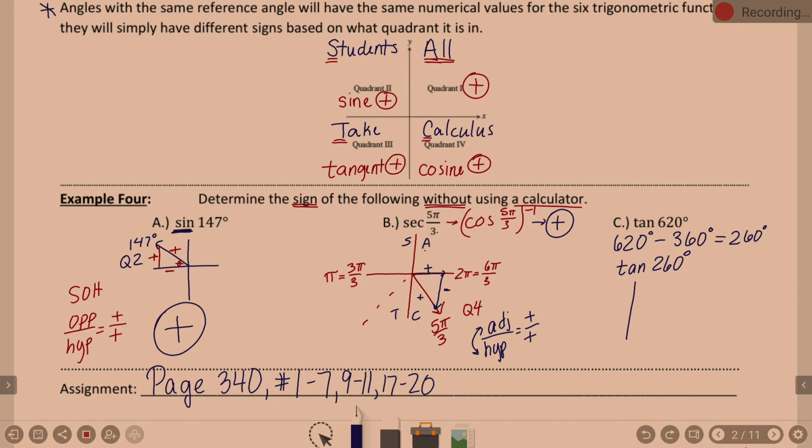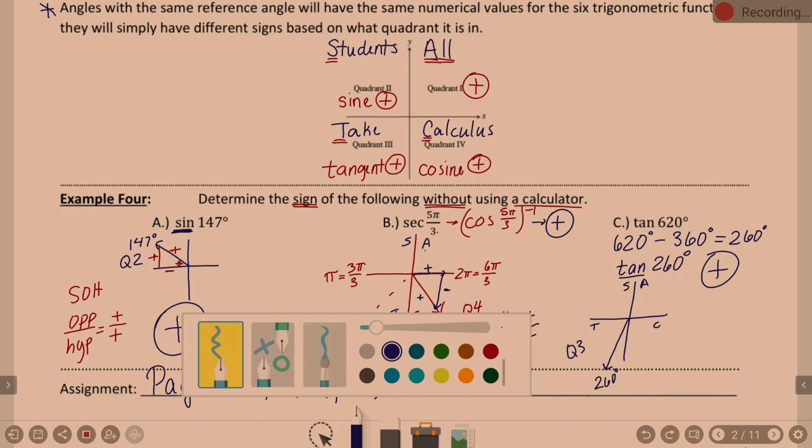This is a point where you might not need to show work. 260 is more than what and less than what? More than 180, less than 270. So 260 is something like that. All that really matters is that we know that it is in quadrant 3. All students take calculus. Positive? Because all students take calculus. This is the T quadrant. That means tangent is positive.